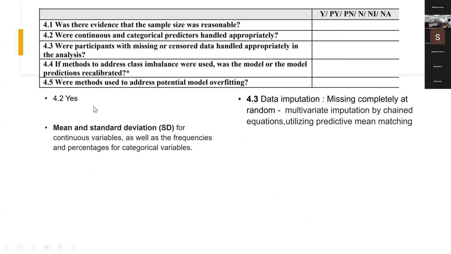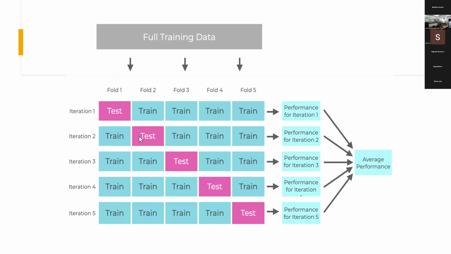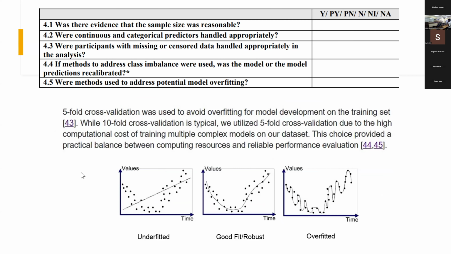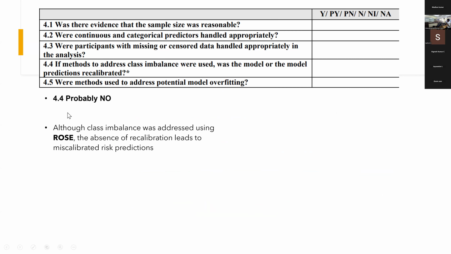For the third question, were participants with missing or censored data handled appropriately? For this, I have given a yes because they have used some data imputation techniques and they have taken the missing data as missing completely at random. They have also shown two different analyses, using the missing data separately and the imputed data separately, showing a similar AUC curve. Hence, I have given a yes to this question.